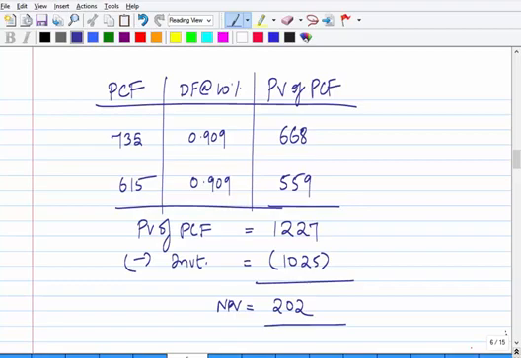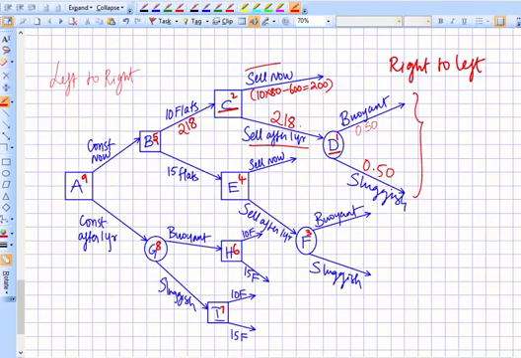So let's go back to the diagram. In the diagram we will indicate that if you sell those 15 flats after 1 year, the net benefit you get is 202 lakhs. What will be your net benefit if you are going to sell now? And that's simple. 15 flats into 80. This is your inflow minus investment of 1025 outflow. So the net benefit is 175. Okay. So we have done the evaluation at F.